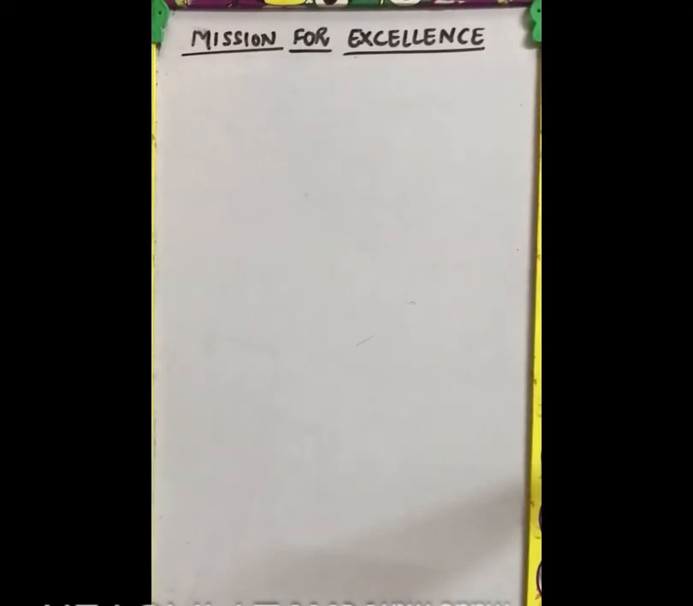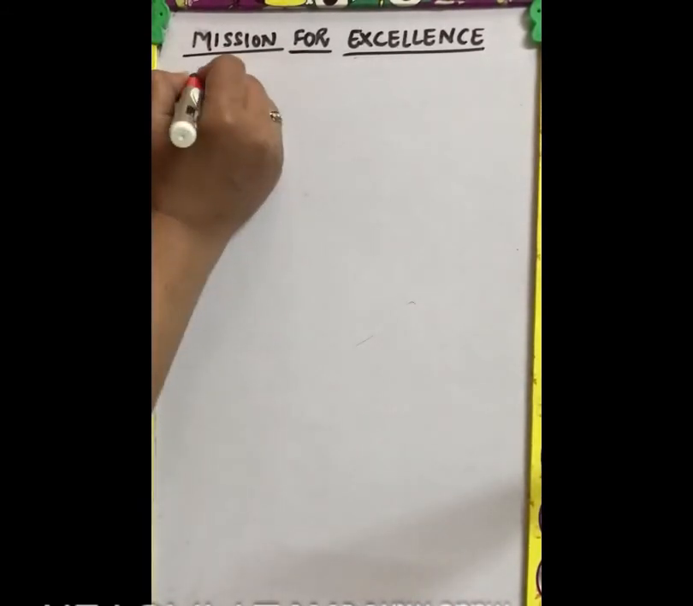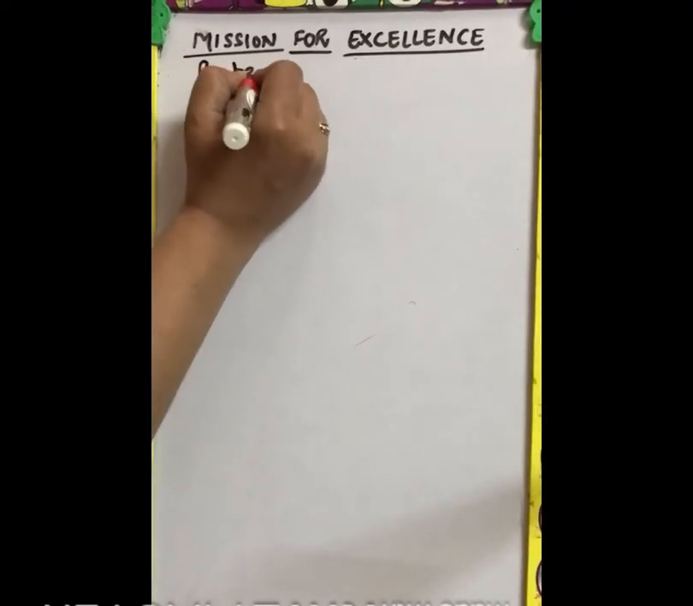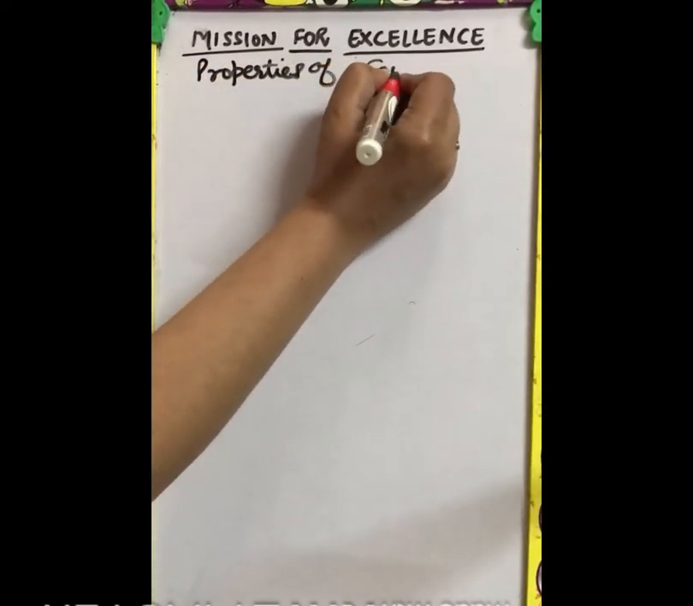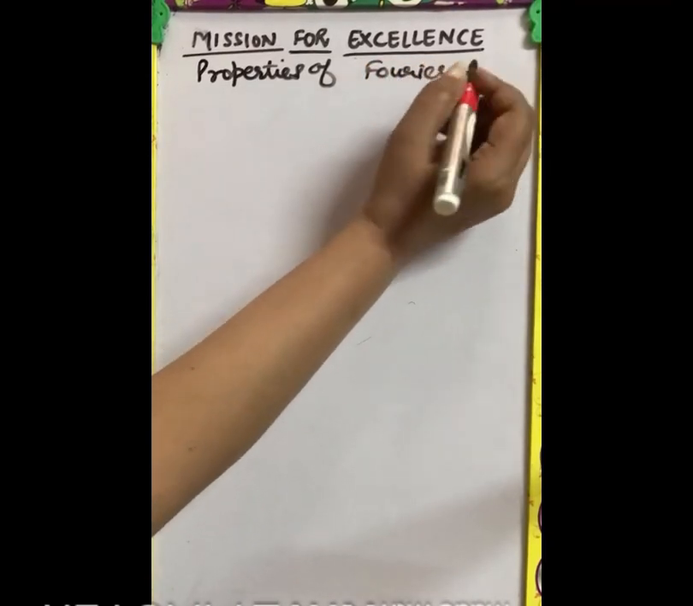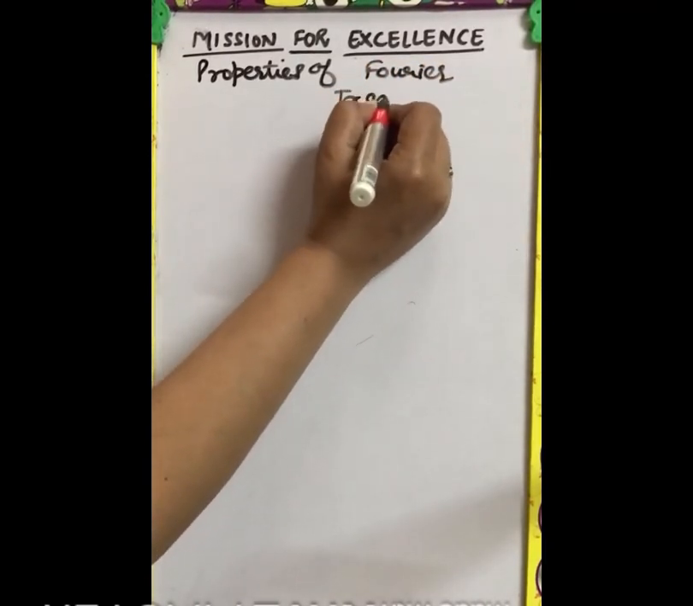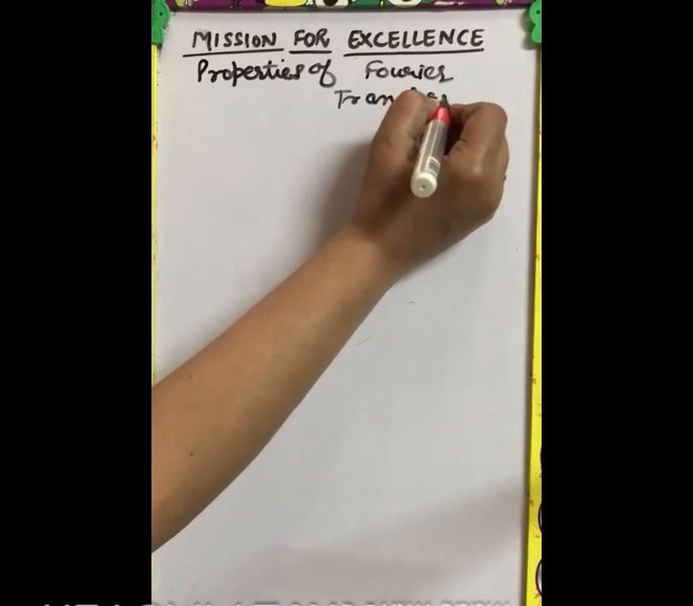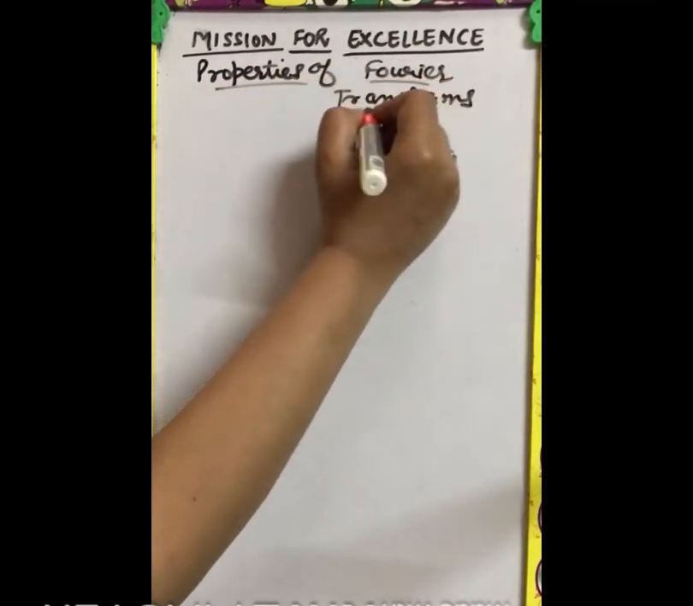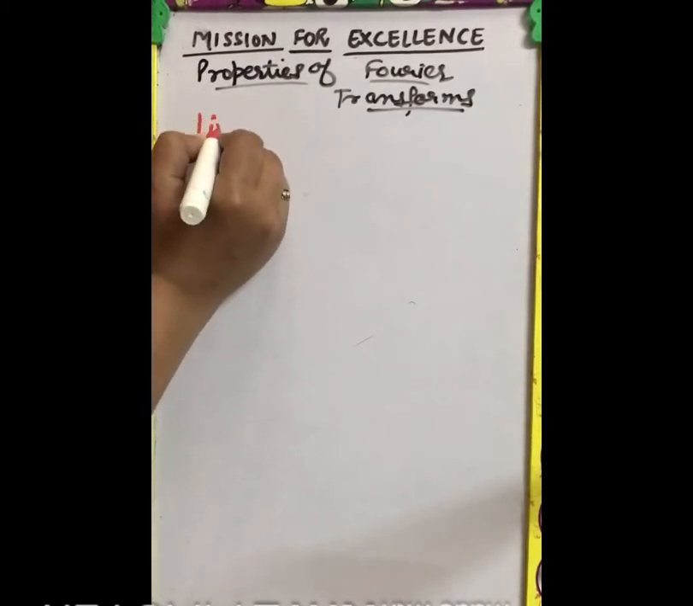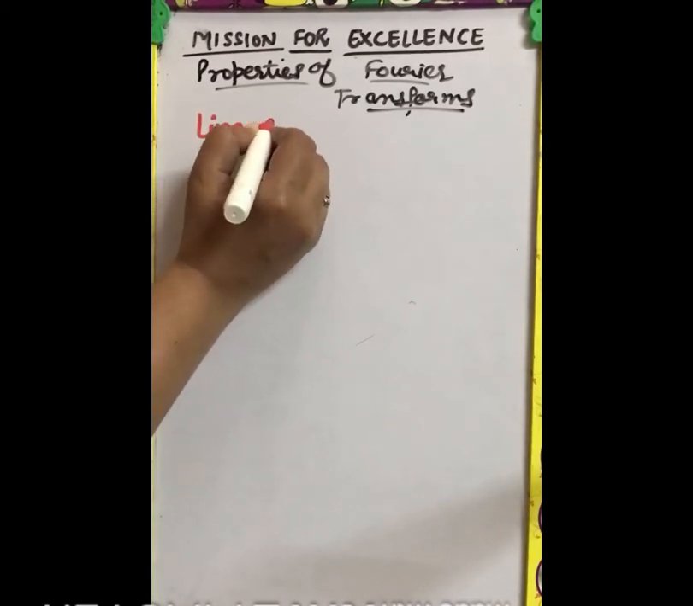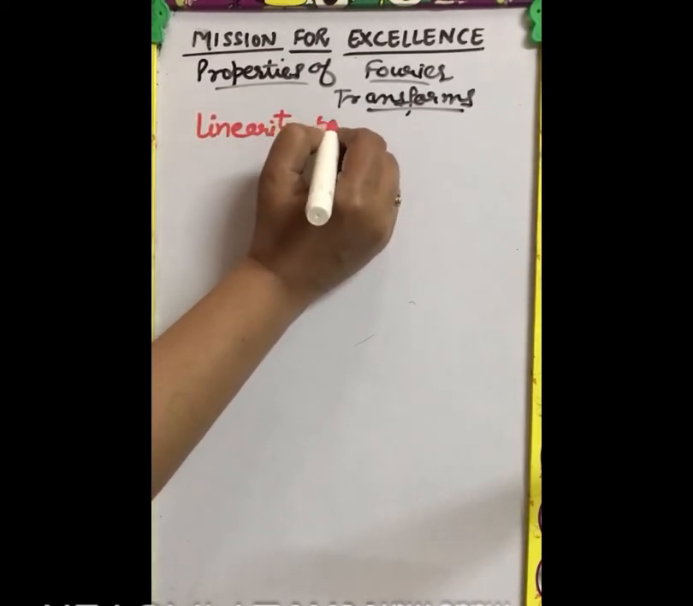Today we will do properties of Fourier transforms. So the first property is the linearity property.